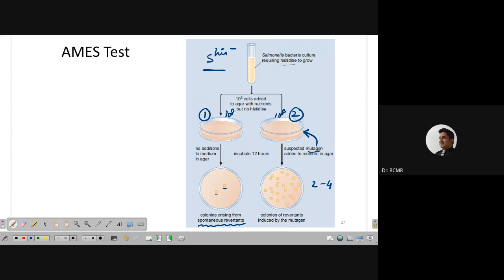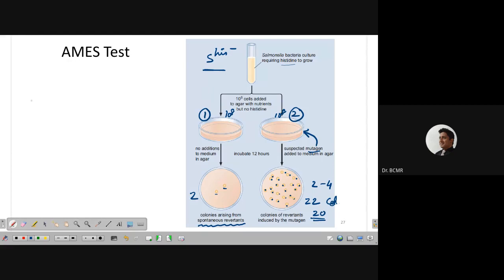That means you can count based on it as, I think, 1, 2, 3, 4, 5, 6, 7, 8, 9, 10, 11, 12, 13, 14, 15, 16, 18, 19, 20, 21, 22. You have about 22 colonies, okay? Whereas in this one, you only have 2. That means you can say it has produced about 20 more colonies than spontaneous revertants, then that means the suspected mutagen is actually a mutagen.